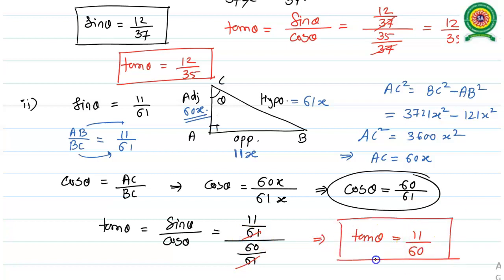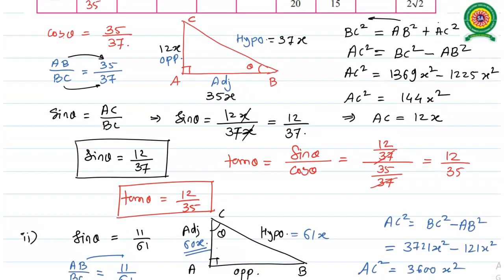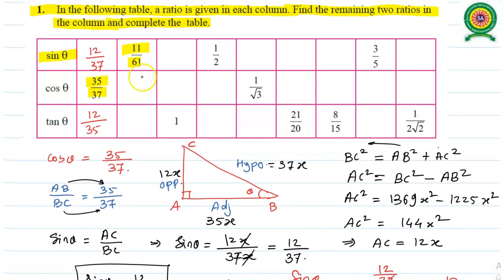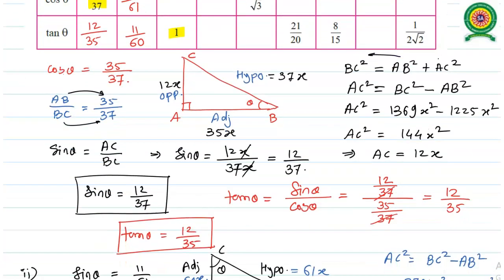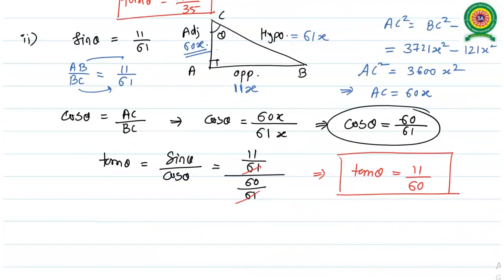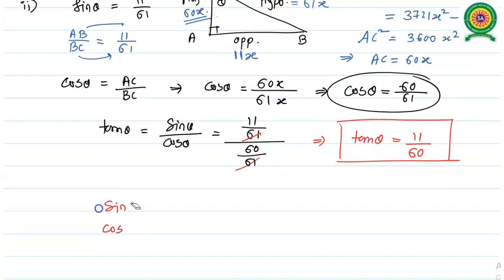Now try to note the cos theta and tan theta values on the table. So cos theta is 60 divided by 61, and the tan theta value we have is 11 divided by 60. Now tan theta value given in the third column is 1. So look at the trigonometric table of ratio values at a given angle. First I am writing sine, then cos, and then tan.